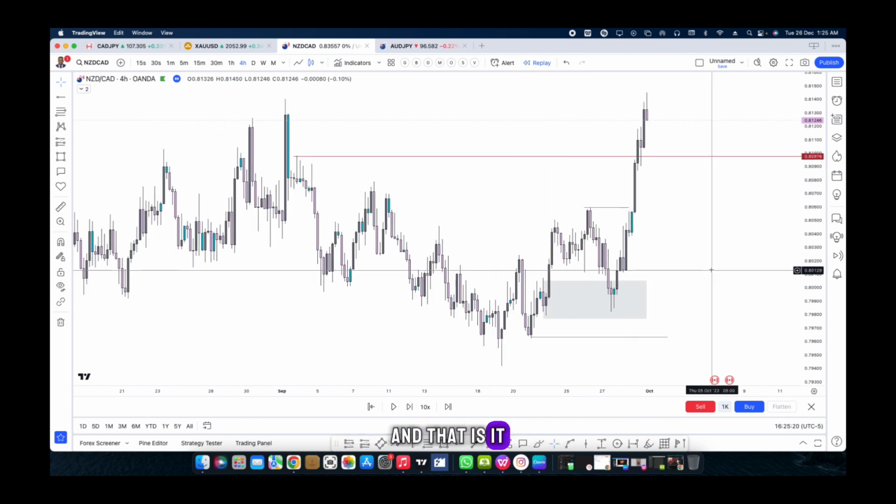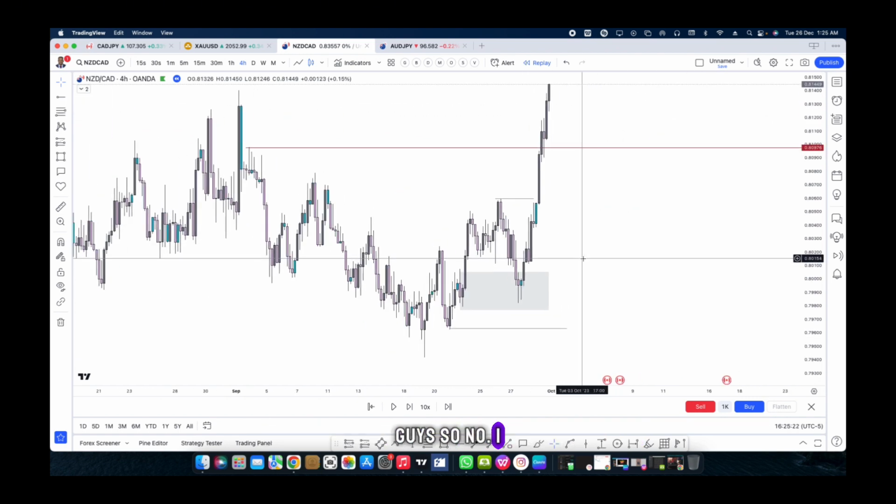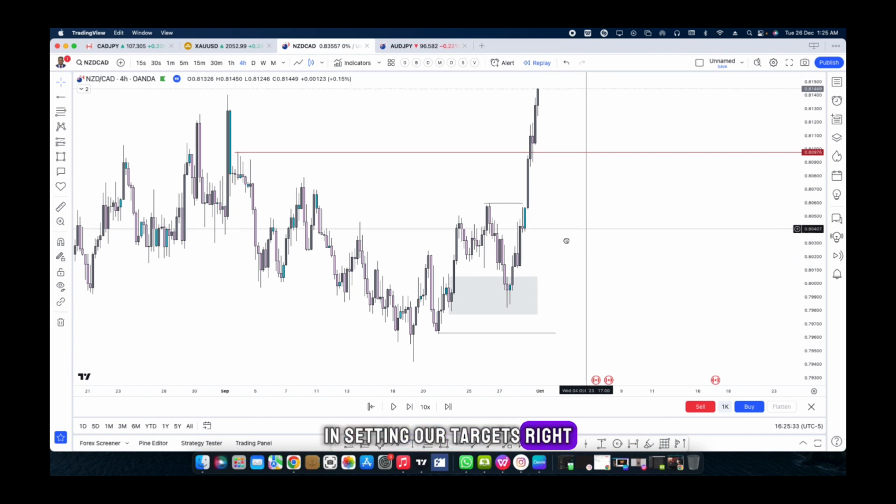And that is it, guys. So number one, we have discussed with you guys how an inside bar candlestick is used in an internal structure, and how an inside bar candlestick is used in setting our targets, right?